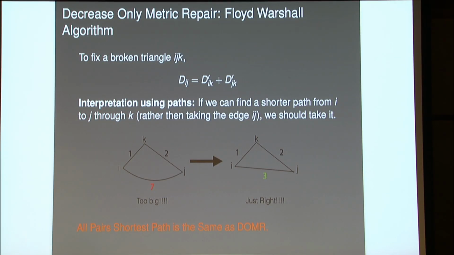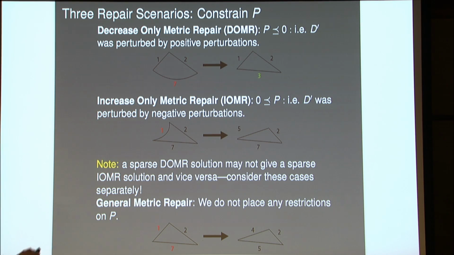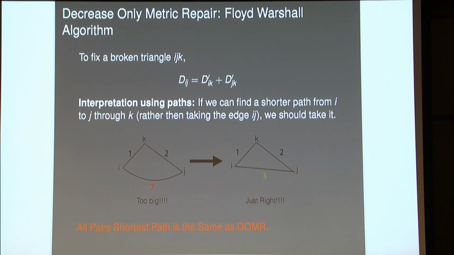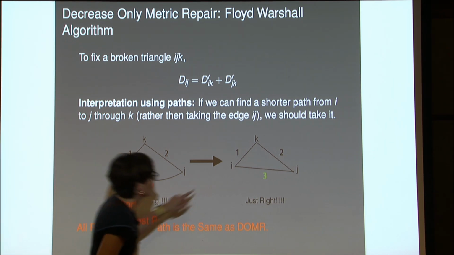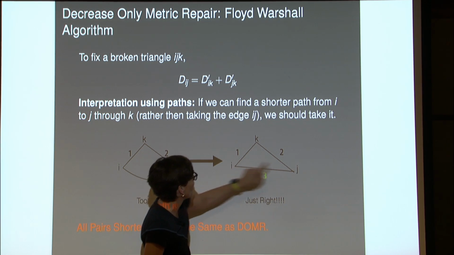Okay, so the answer to how to solve decrease-only metric repair is an undergraduate algorithm. It is one that could be taught to undergrads. There is a polynomial time algorithm for solving decrease-only metric repair. It gives the sparsest solution. It gives the smallest solution in any L_p norm. It does not involve running some giant LP. It just involves running Floyd-Warshall. So this slide is saying, notice that 3 is the length of the shortest path from i to j through k.